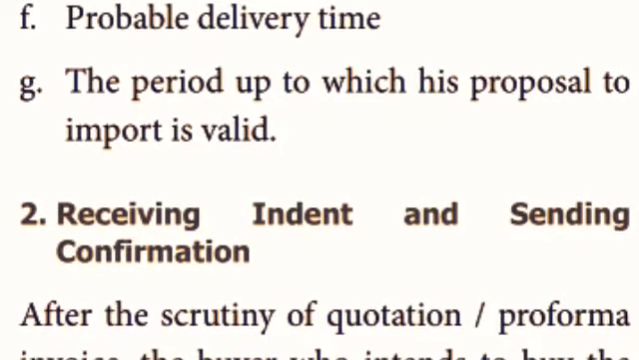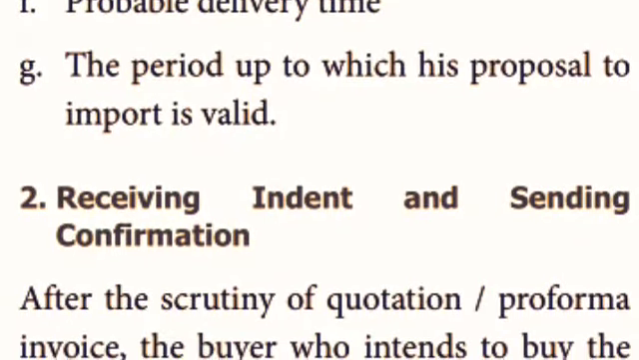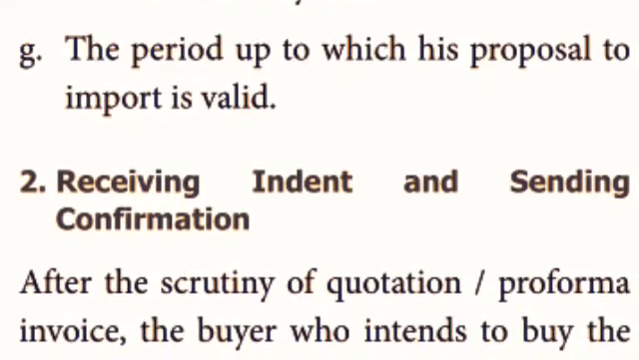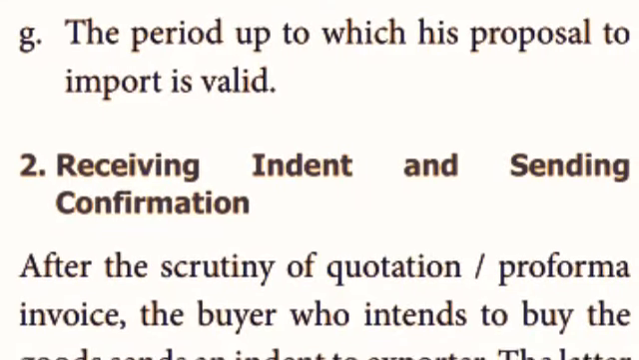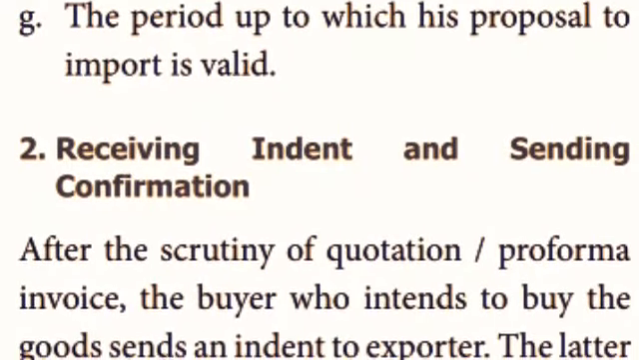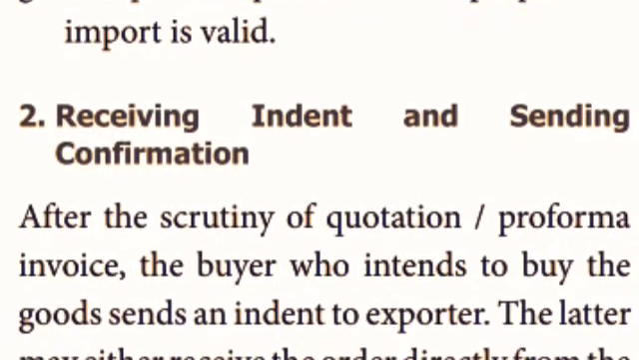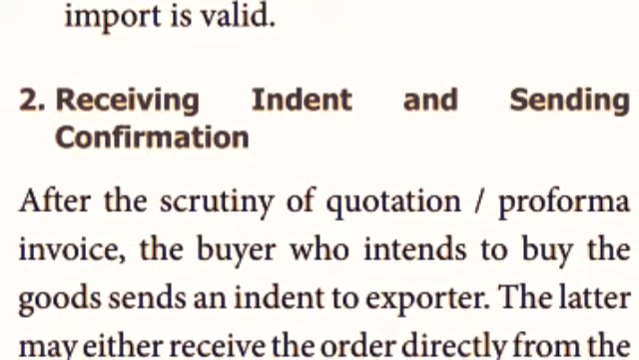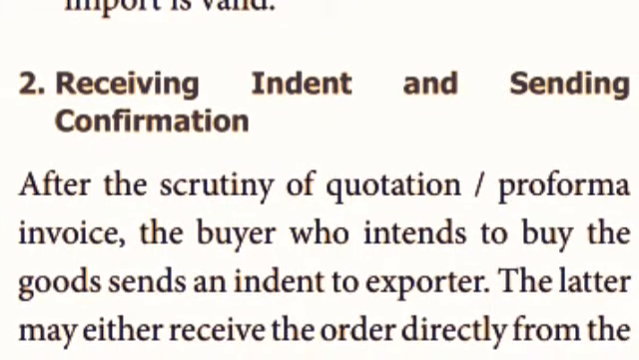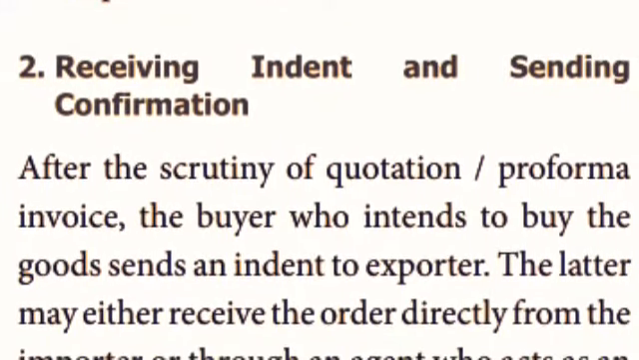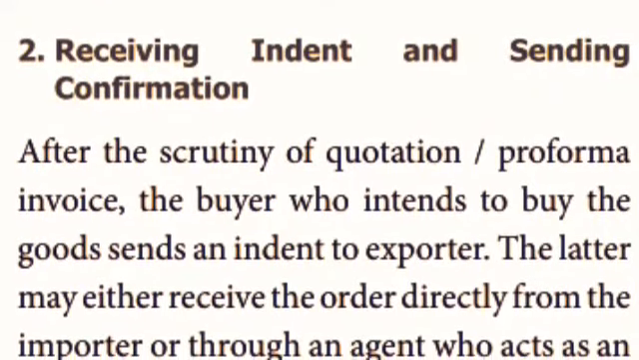Okay, so these are all that receiving trade inquiry. Receive பண்றப்ப அவ்வளோ இந்த ட்ரேடில் வந்து இவ்வளோ என்கொயரிஸ் இருக்கும். Next one, receiving intent and sending the confirmation. After the scrutiny of quotation, அந்த quotations அவங்க என்னென்ன பண்ணியிருக்காங்க எல்லாமே performer or invoice, the buyer who intends to buy the goods enters in the intent to exporter.